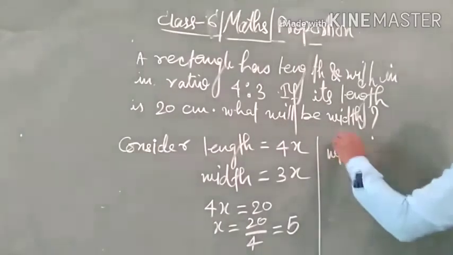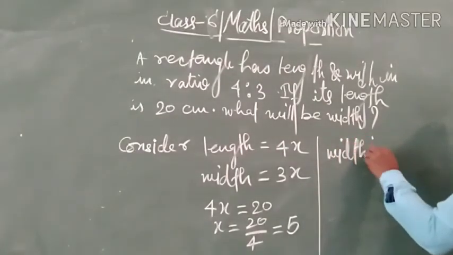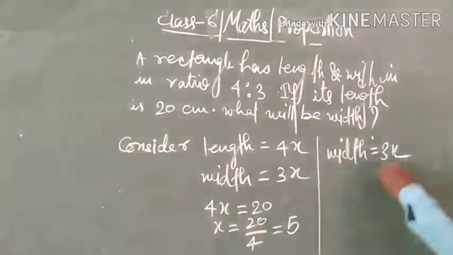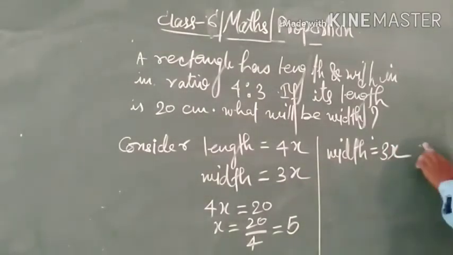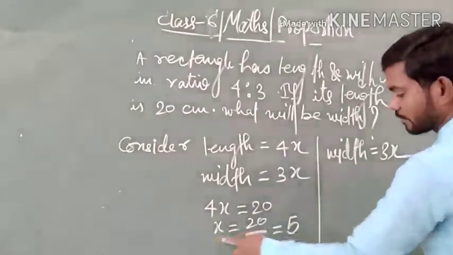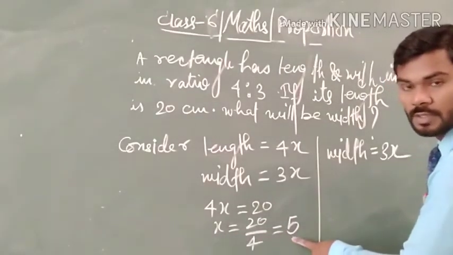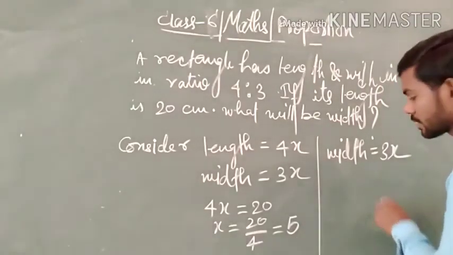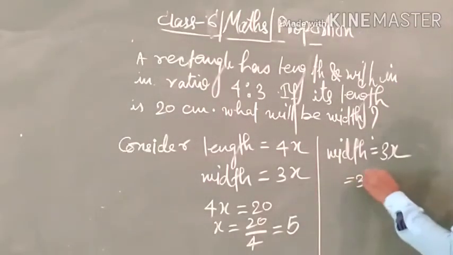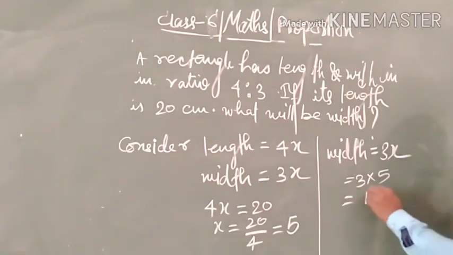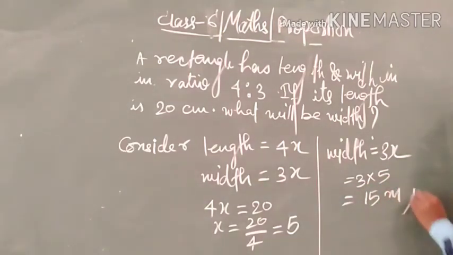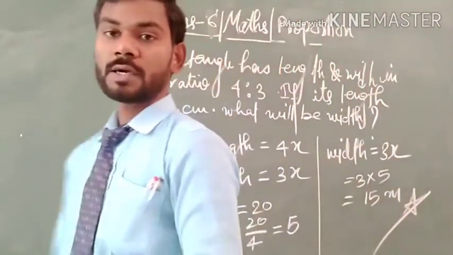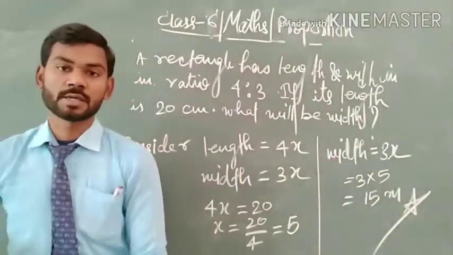Now, width is equal to 3x as we have considered. Here we have already got the value of x as 5. Therefore, we shall substitute the value of x in 3x. We shall get 3 multiplied by 5 is equal to 15 meter. Therefore, 15 meter is the required width of the rectangle.